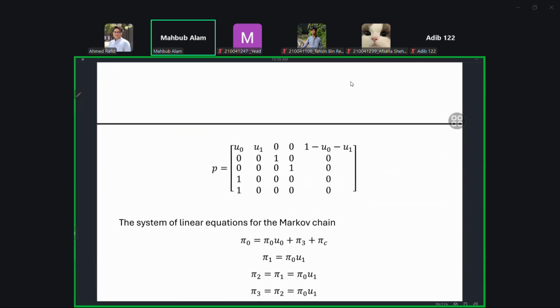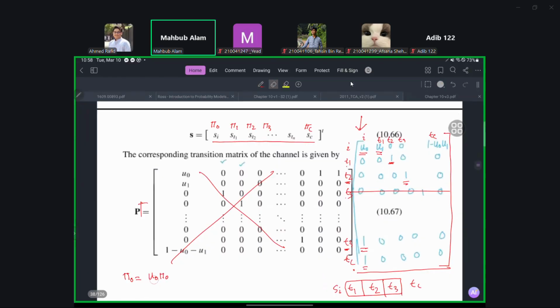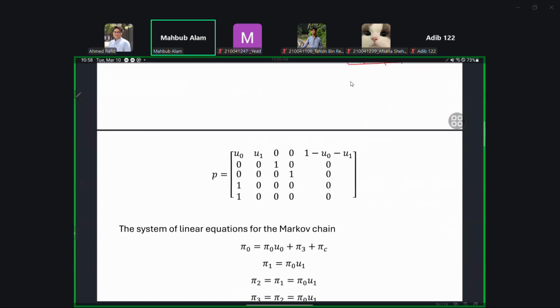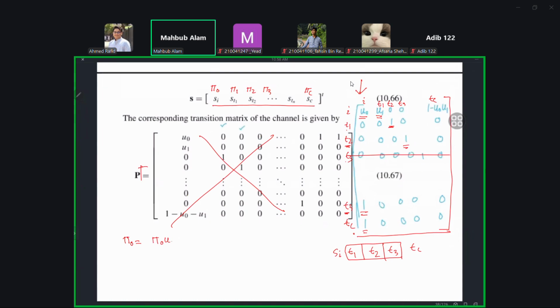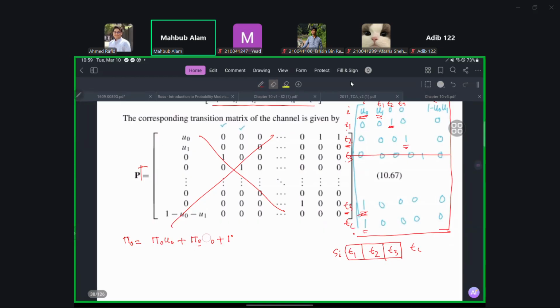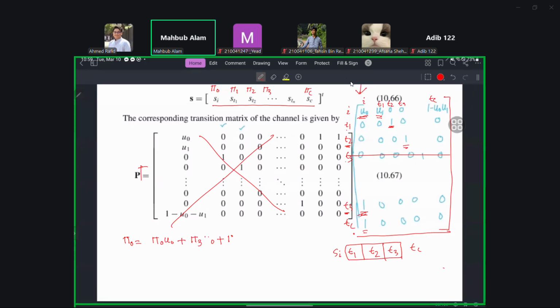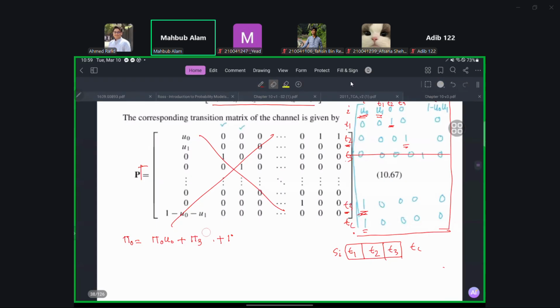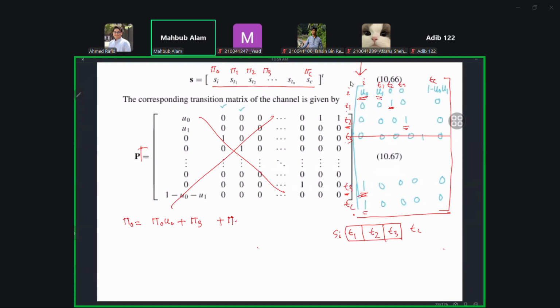Did I write it this way? Pi naught times U naught, the first quantity. Then we'll have this one, plus pi 3 times U naught, plus, my mistake. This will be pi 3 times 1 plus pi c times 1. This is the first equation.